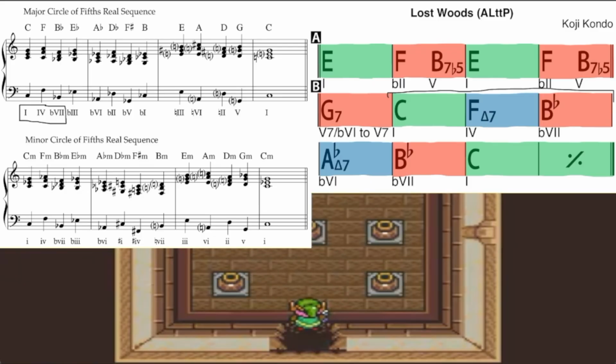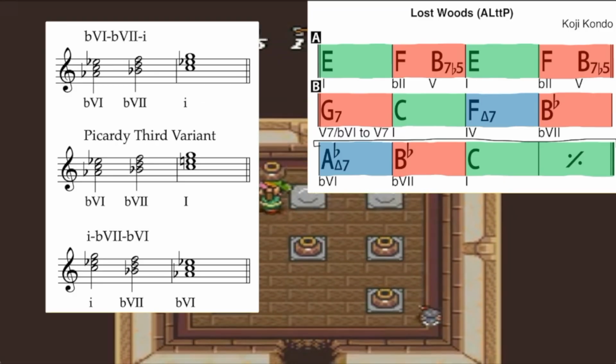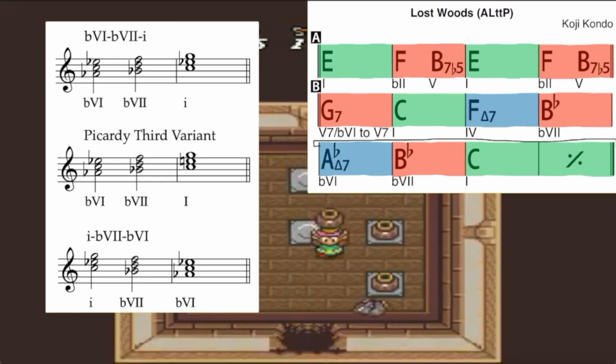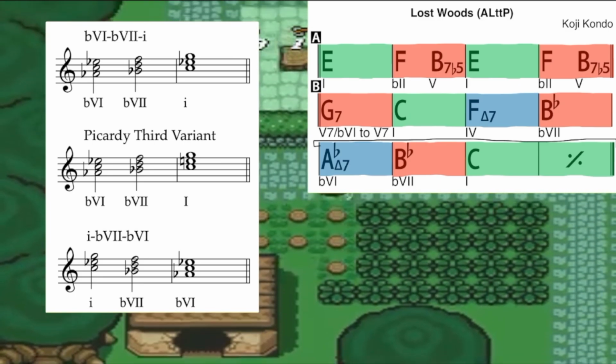And then once we get to flat 7, he moves from flat 7 back to flat 6 in sort of a deceptive motion, and then does a flat 6, flat 7, 1. Which is as Koji Kondo as you can get of an ending. Now after that, he lands on C major.